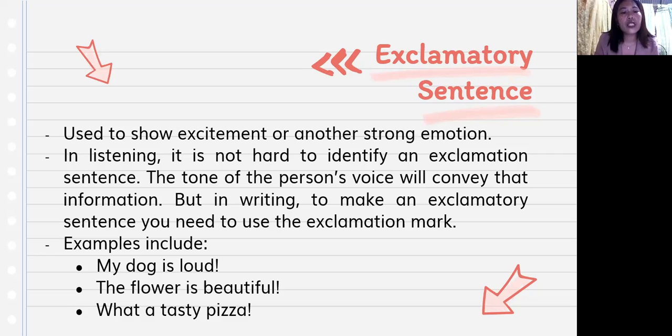In exclamatory sentences, an example is, my dog is loud! As you can see, at the end of the sentence there is an exclamation mark. And also, the flower is beautiful! And then, what a tasty pizza! Those are the examples of exclamatory sentences. It begins with a subject and ends with an exclamation mark.